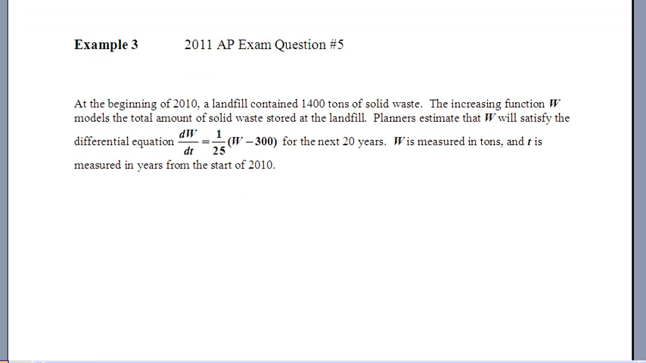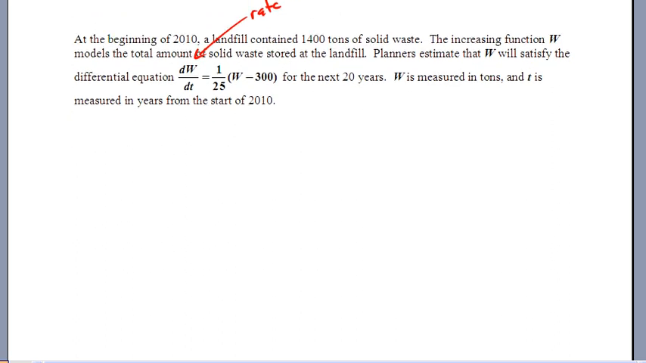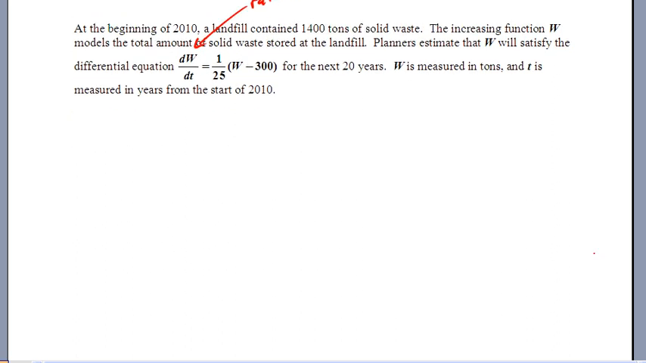So dW dt, this is going to be the rate, right, at which we're adding waste to the landfill. It's equal to 1/25 times W minus 300. And that's going to work great for the next 20 years. Okay, so W is measured in tons, t is measured in years, starting at 2010. Awesome. It looks like this is some sort of interesting growth to this story.